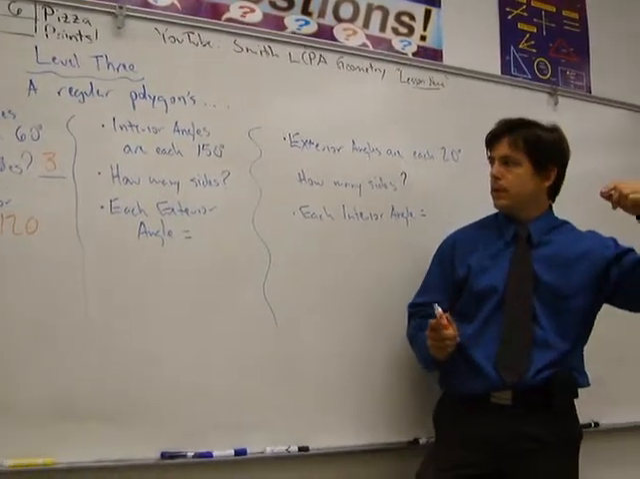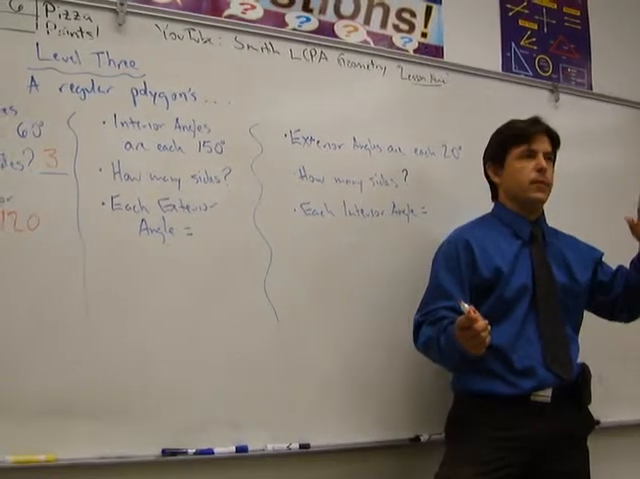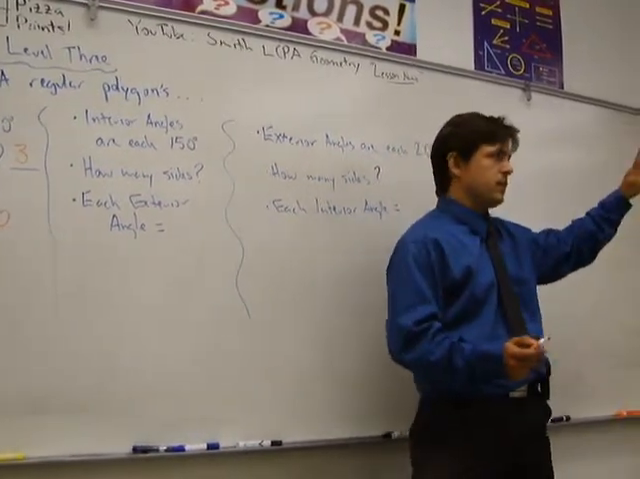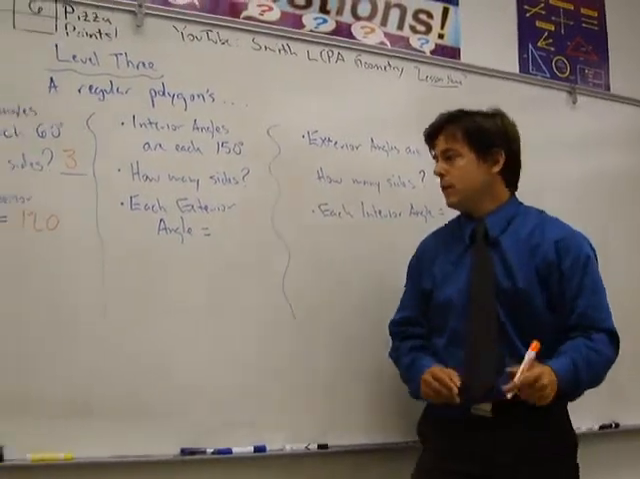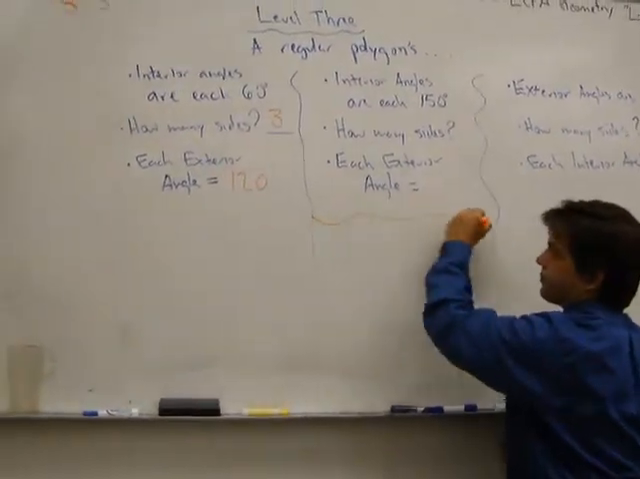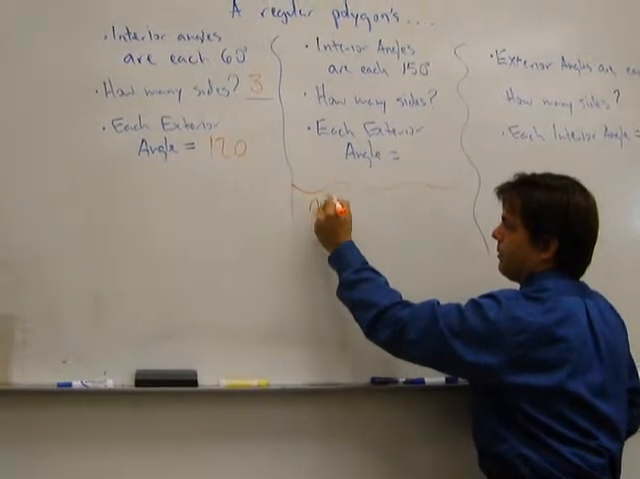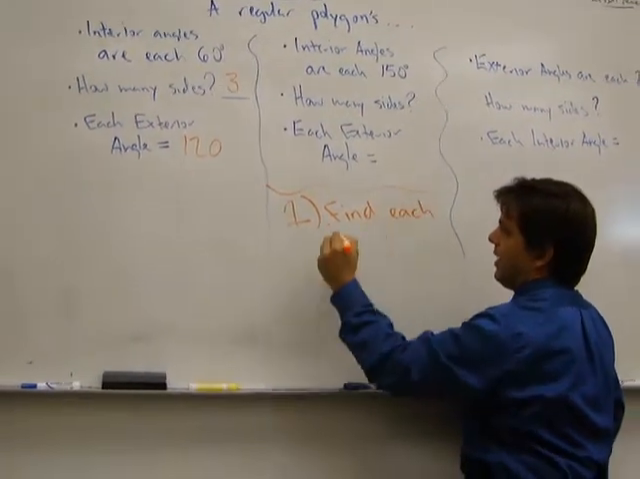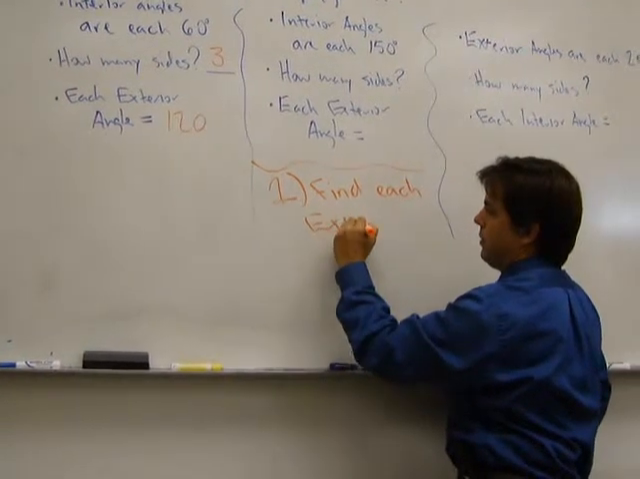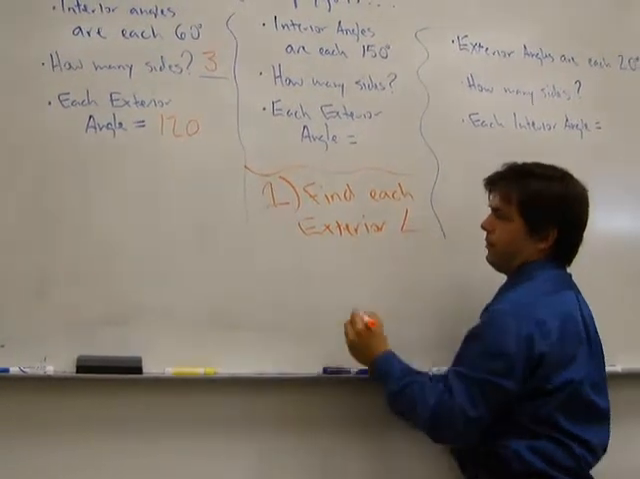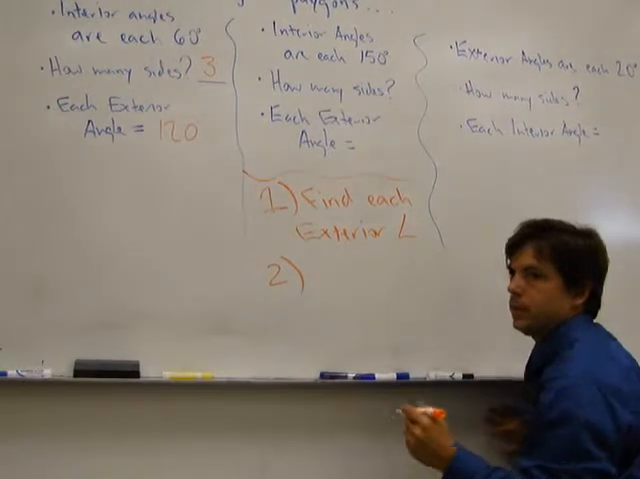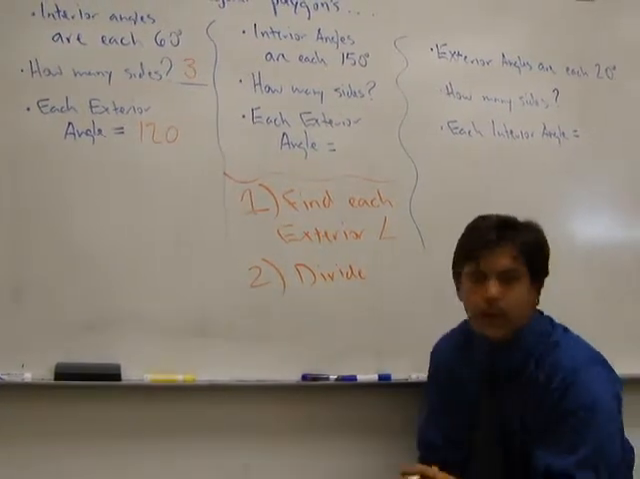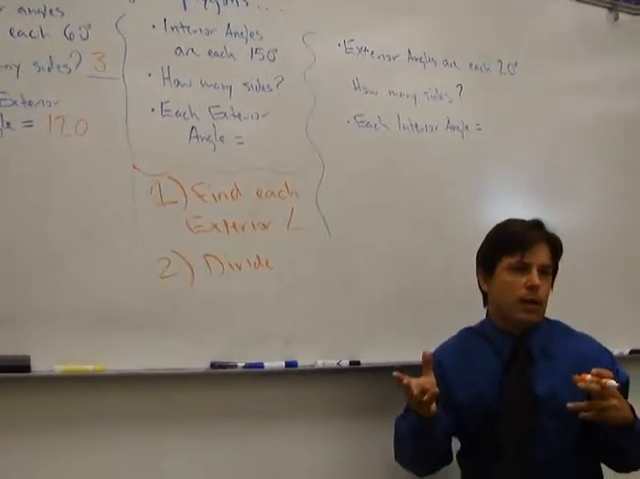I could give you a really complex formula, but instead I'm going to give you 2 easy steps that will help you cut through any of these. Here are the 2 steps. 1, find each exterior angle. 2, divide. What do the exterior angles of all polygons always add up to?